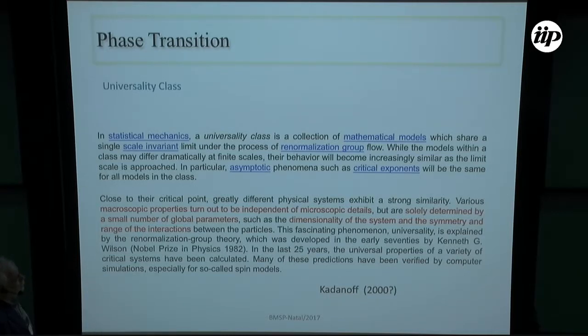Close to their critical point, greatly different physical systems exhibit a strong similarity. Various macroscopic properties turn out to be independent of microscopic details, but are solely determined by a small number of global parameters. This is the reason why we study the XY model, for example, not liquid helium directly, because at the transition, they are essentially the same. But these ideas of universality are very important, because the important things are the critical exponents. The temperature can vary from one model to another, but the important things are the critical exponents. Those are the important guys.